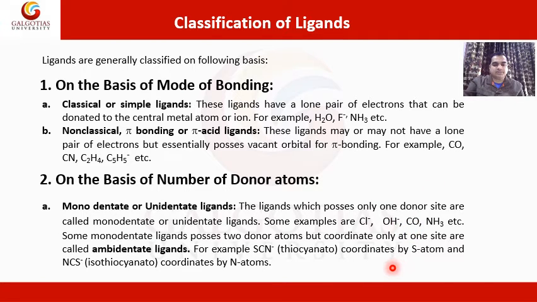Some monodentate ligands possess two donor atoms, but at one time they can make a coordinate bond through only one donor site. That type of ligand is referred to as an ambidentate ligand. For example, SCN: if the bonding involves sulfur, it is referred to as thiocyanate, making a coordinate bond through the sulfur atom. And if it involves bonding through the nitrogen atom, as in NCS, it is referred to as isothiocyanate. That type of ligand is known as an ambidentate ligand.